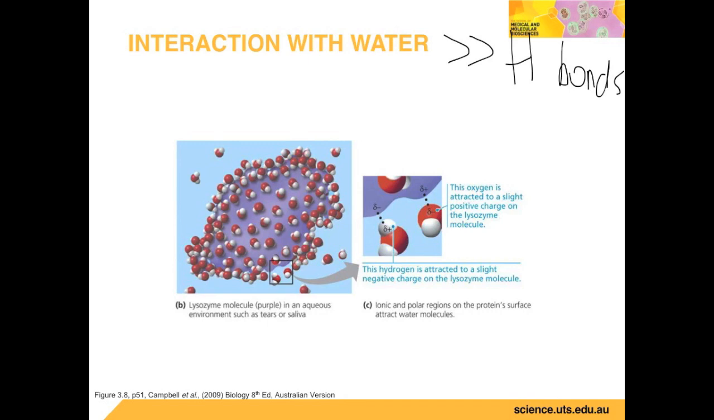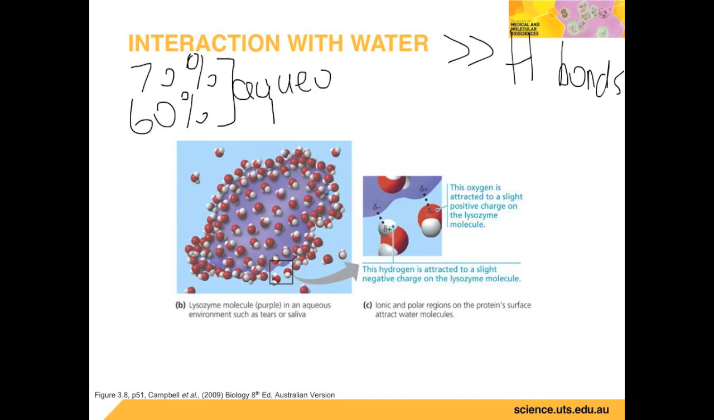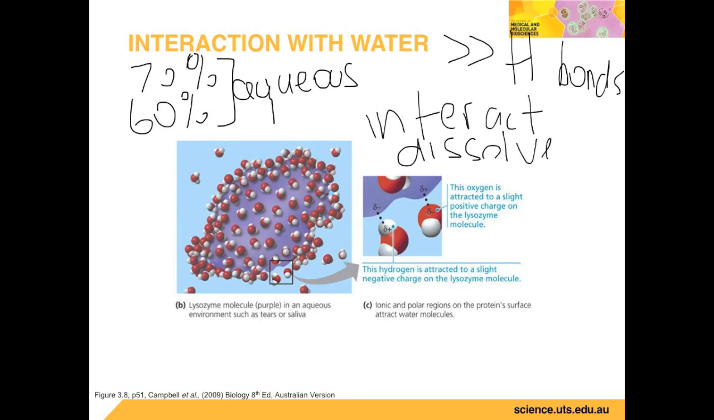And we need to remember that on the Earth, there's about 70% water, and we as humans are about 60% water. Therefore, we live in an aqueous environment. Therefore, elements in our body, ions, molecules, compounds, need to interact with water. Compounds in our body need to dissolve in water in order for us to be able to use them.